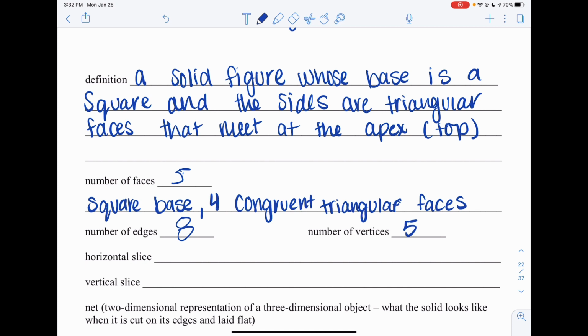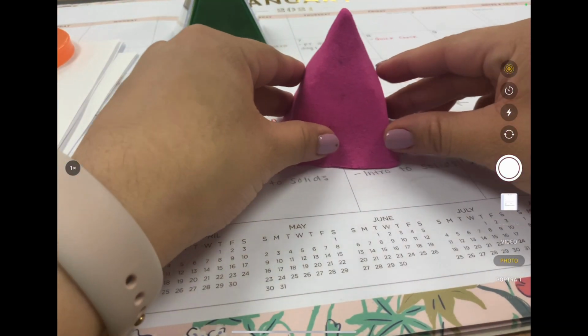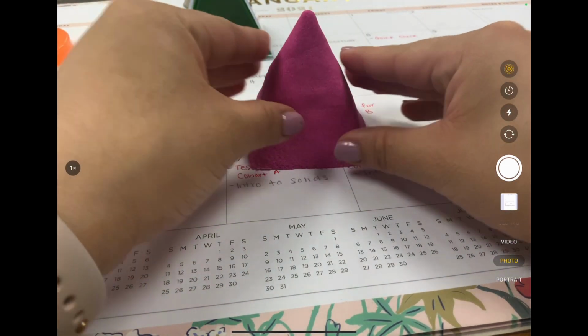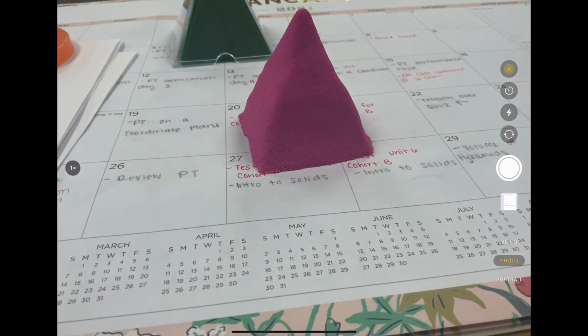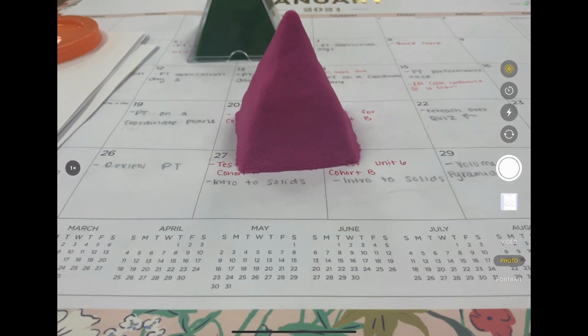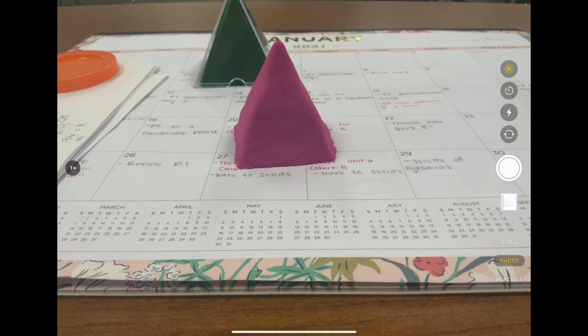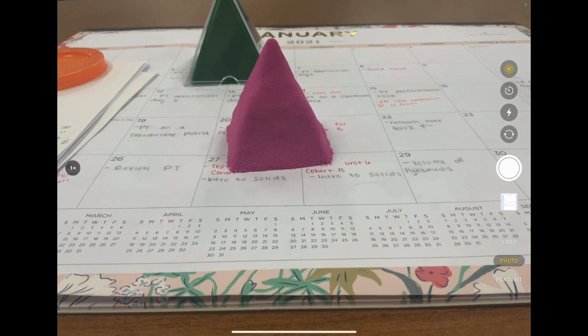All right, now when we are looking at a horizontal and vertical slice, we are looking at, if I have this shape right here and I cut it horizontally or vertically, what shape am I going to have on the inside? So I am once again going to show you my shape right here. Kind of looks like a pyramid, a square pyramid. I tried my best, okay? Now, we're going to first start off with a horizontal, because on the example on our notes, the first cut is horizontal.